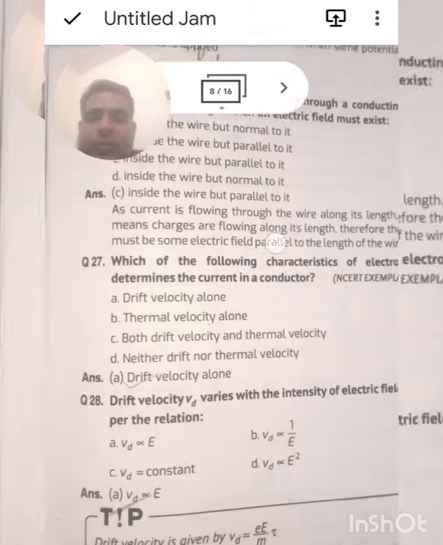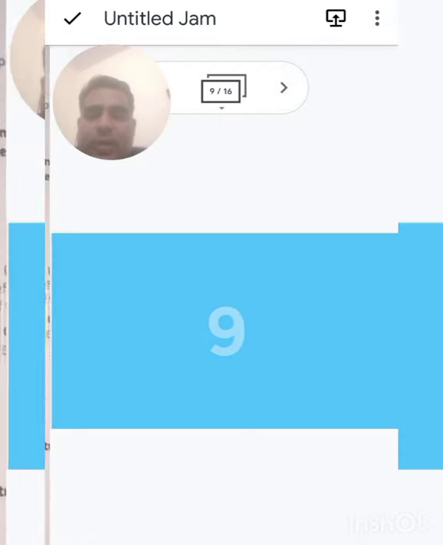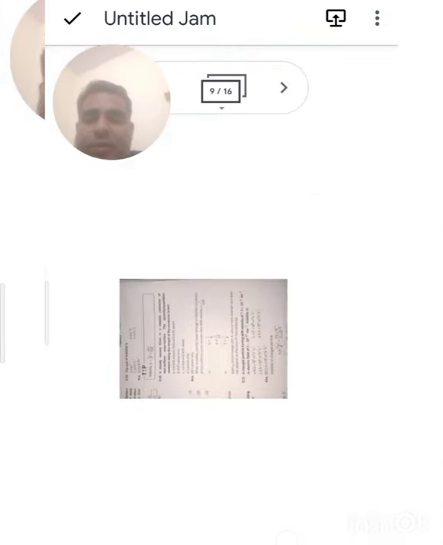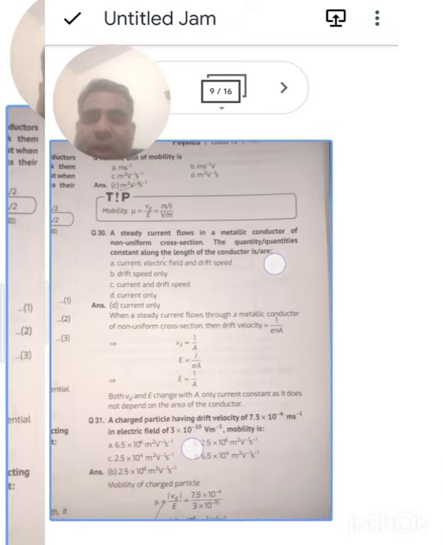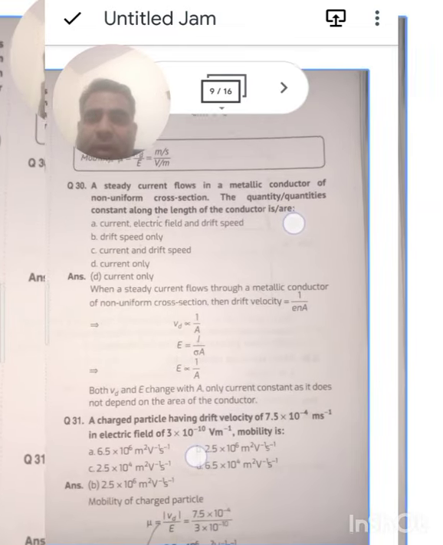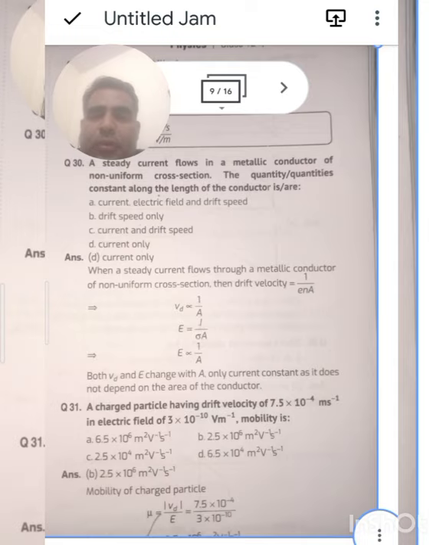I hope all the students understood this one, that is the value of the drift velocity. Basically, we are talking about a steady current flowing through a metallic conductor of non-uniform cross-sectional area, and the conserved quantity is given there. We have already done this one. Now let us move to question number 31. A charged particle has drift velocity 7.5 into 10 to the power minus 4 meter per second in an electric field of 3 into 10 to the power minus 10 volt per meter.